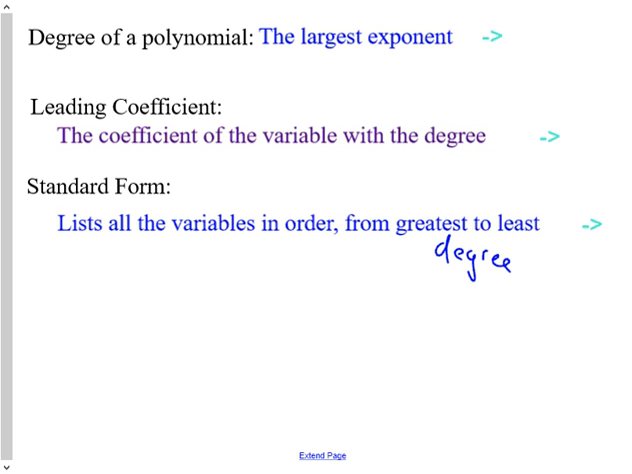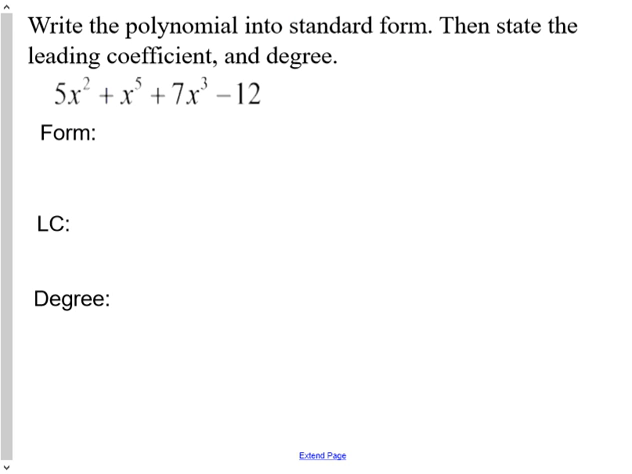And that's what we're talking about, greatest to least degree. Okay. Now, the questions are going to ask us, given any kind of a mismatch of a polynomial, it won't be in standard form, they'll want us to put it into standard form, and identify the leading coefficient and the degree. And there's going to be a nice quick way you can do this. So, there's our directions. Write the polynomial in standard form, then state the leading coefficient and degree.